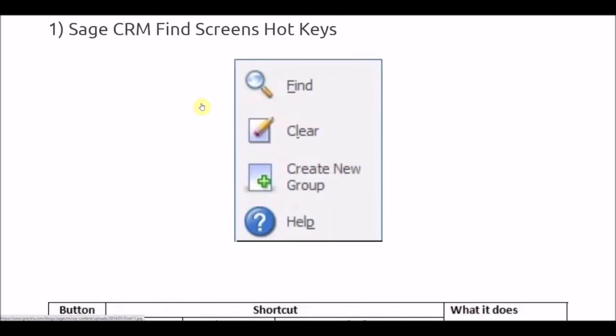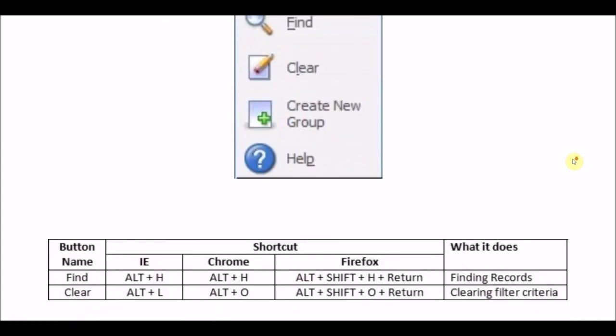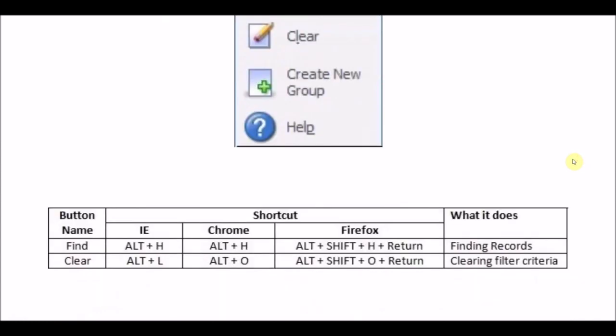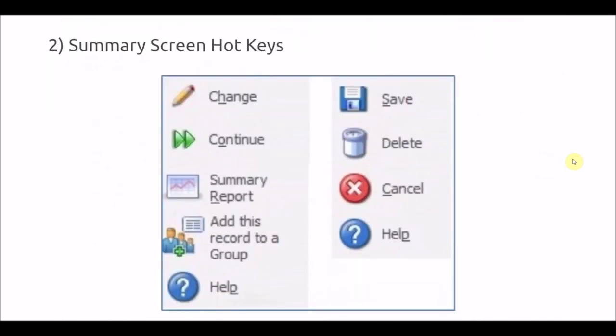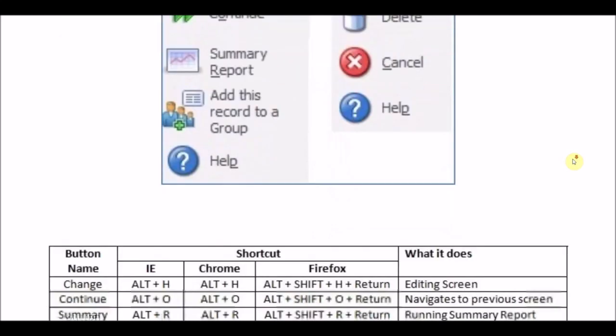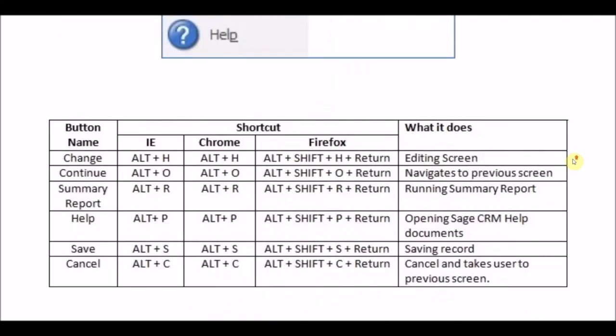The hotkeys in the Find screen are the ones below for finding records and clearing filter criteria. The Summary screen hotkeys, where you can edit, navigate to previous, run your summary report, open Sage CRM help documents, save records, and cancel.